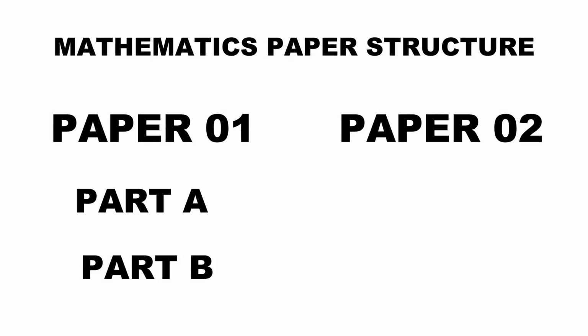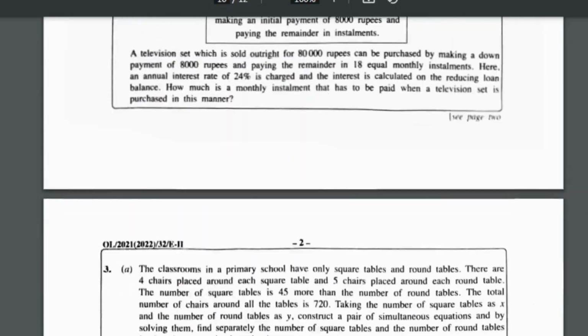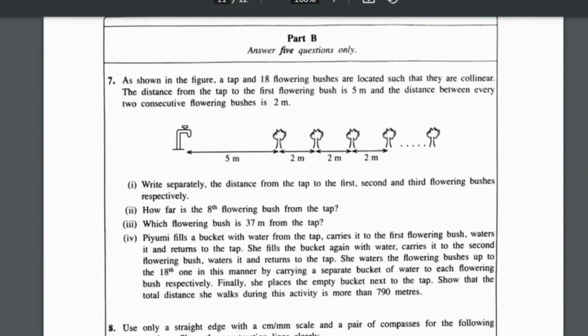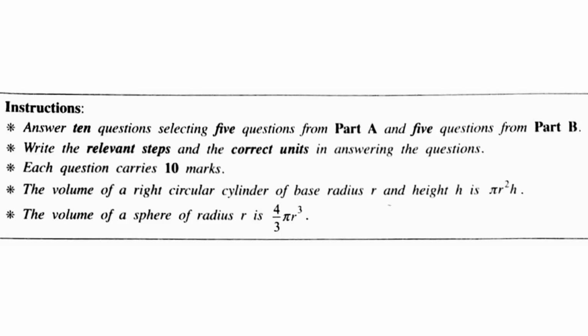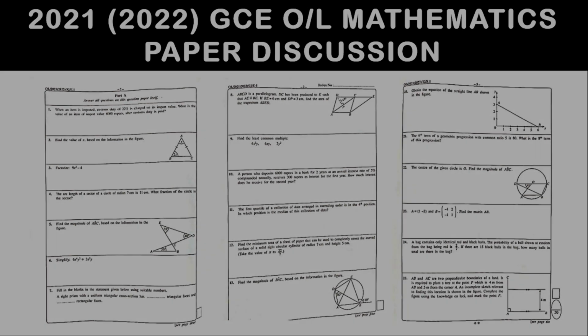When we head on to paper 2, it will have the same as paper 1, part A and part B. But in this paper, all of them are essay type questions. There will be a total of 6 questions in each part, and out of that, you will have to select 5 questions while omitting 1 question. So with that little description on your GCE O-Level Maths paper structure, let's get into 2021 GCE O-Level Mathematics paper.